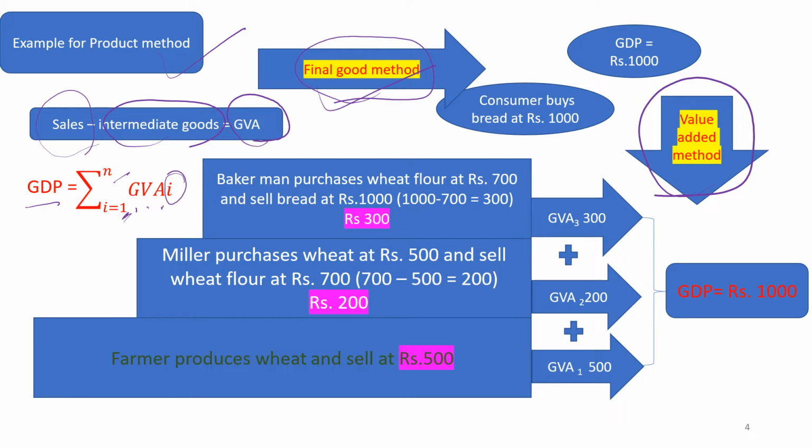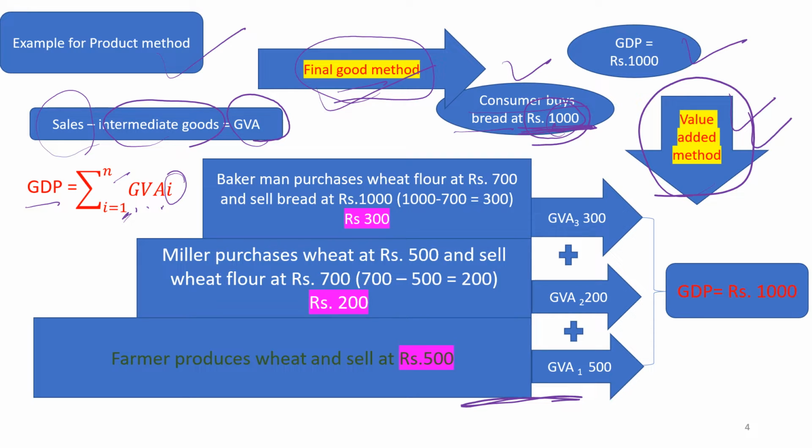Now under the value added method, how can we calculate? Let me take one example. The consumer buys bread at rupees 1000. So that is the final good and the value of bread is 1000 rupees. If you consider only the final good, then the bread value is 1000, so GDP is equal to 1000 rupees. If we adopt the value added method in order to avoid double counting, then you can see this chart.